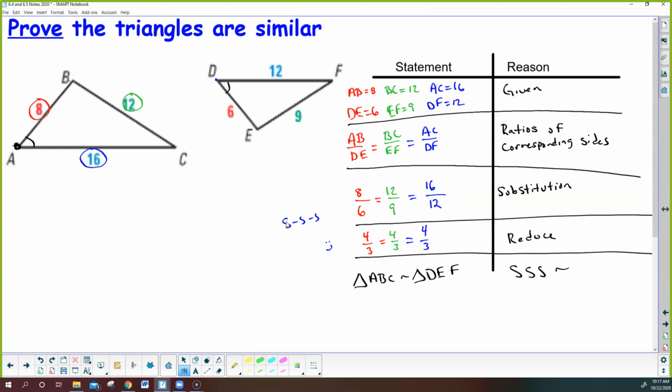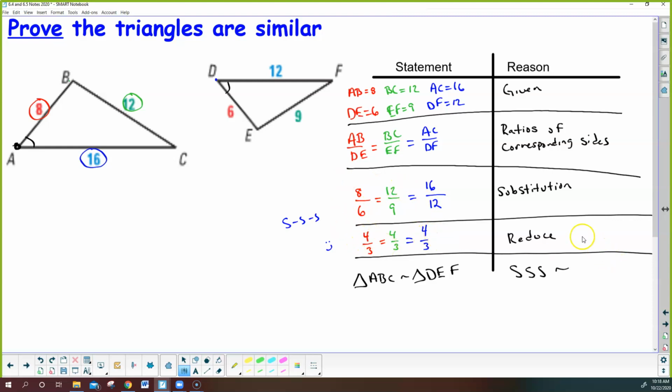All right, it's a little tricky, just getting used to how this is set up. But anytime you have 3 side lengths, do the exact same process. List the givens, set up the ratio, compare small to small, medium to medium, big to big, call that ratio of corresponding sides. So we write it in words first, and then we substitute, and then you reduce.